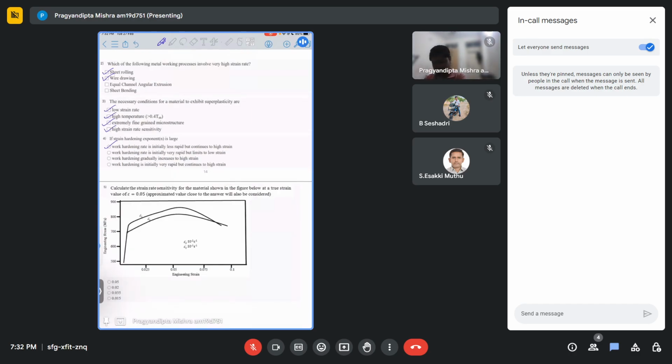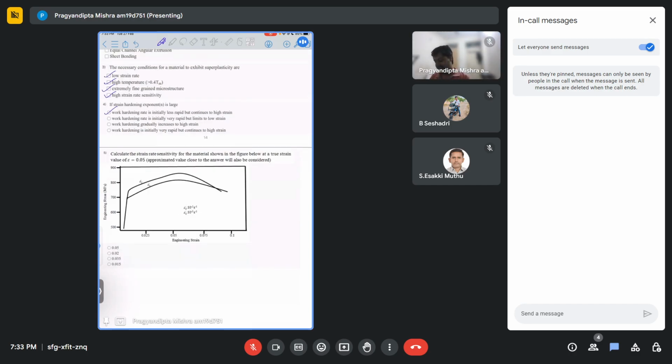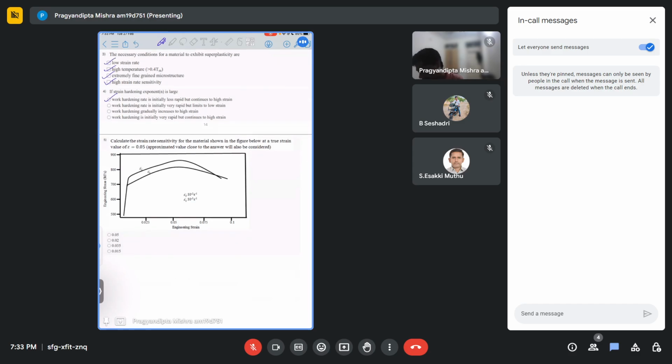So I hope all these conceptual questions you have understood directly. No doubts there. So let's move on to the next problem. They are saying calculate the rate sensitivity for the material shown in the figure below at a strain value of epsilon equal to 0.05.